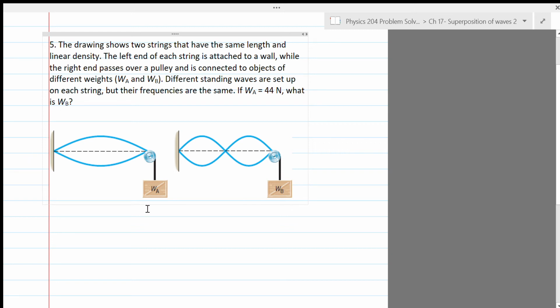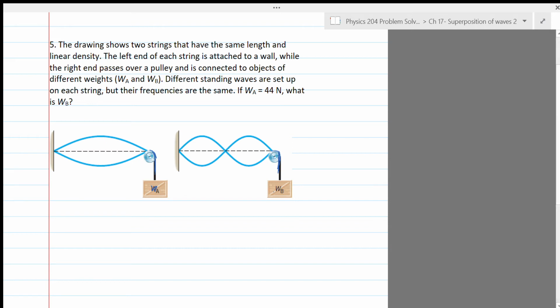So in this problem, we have a drawing showing two strings that have the same length and linear density. The left end of each string is attached to a wall, while the right end passes over this pulley here and is connected to objects of different weights. We have WA in this figure and WB hanging from the string in the second figure.